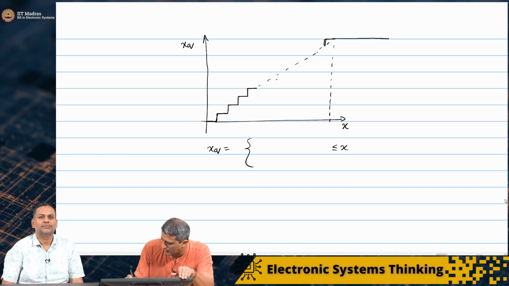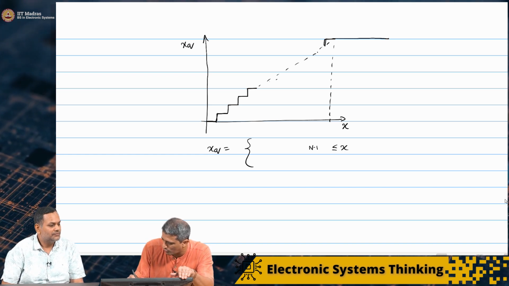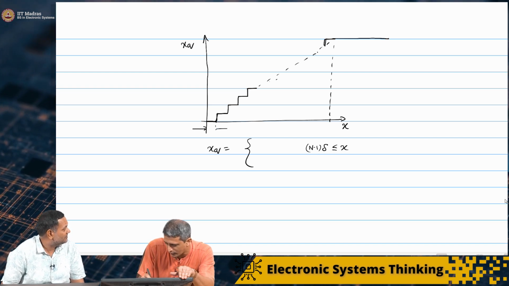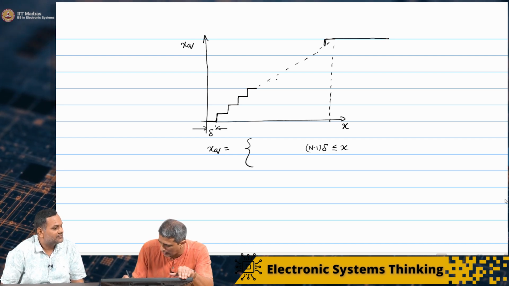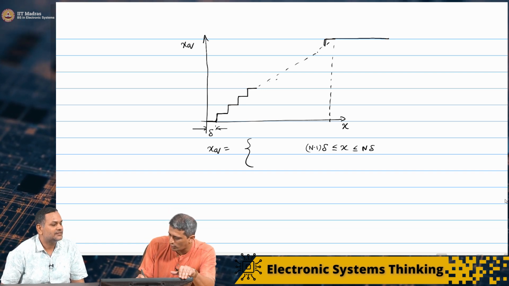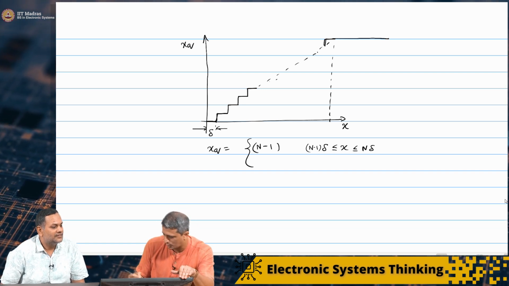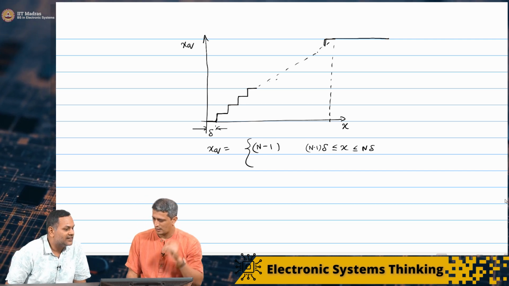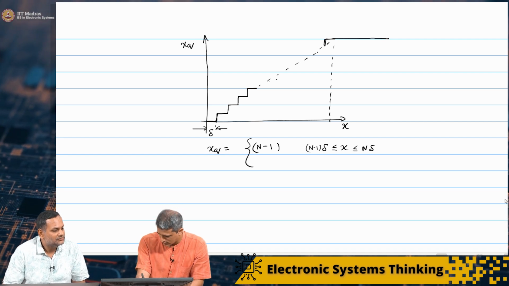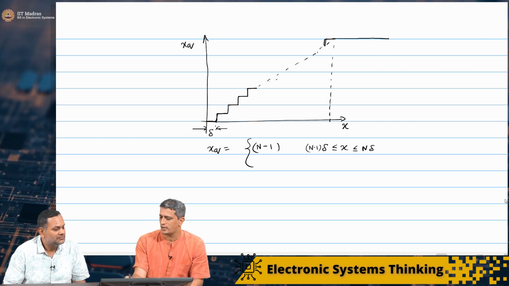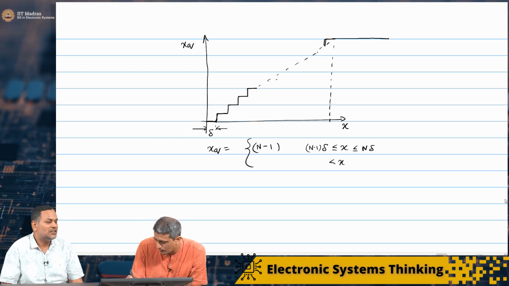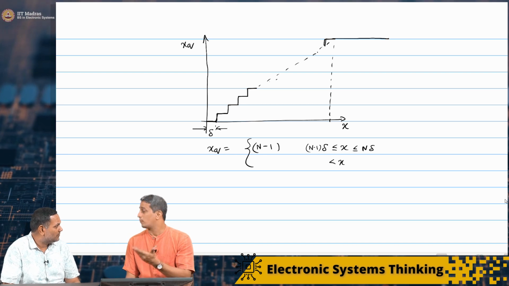So mathematically, what does the staircase basically mean? If x is between n minus 1 delta and n delta, then we wanted the output to be n minus 1. Therefore, between 0 and delta it is 0, between delta and 2 delta it is 1, between 2 delta and 3 delta it's 2, and so on. So you will count from 0 to n minus 1.